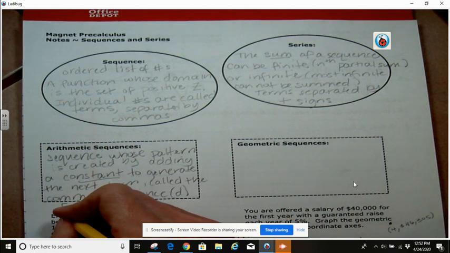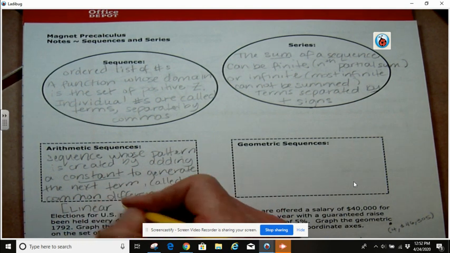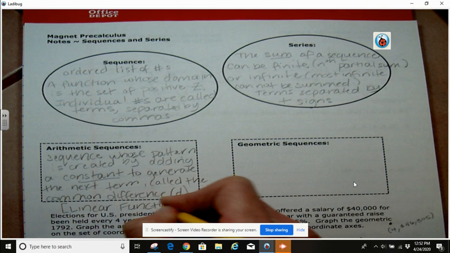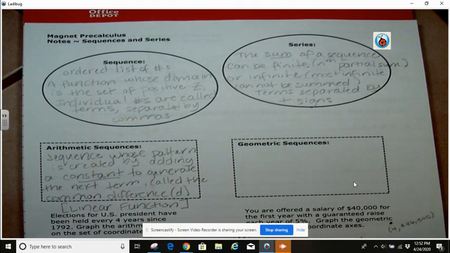Arithmetic series are an example of a linear function because we have a constant increase or a constant decrease, just like a slope.